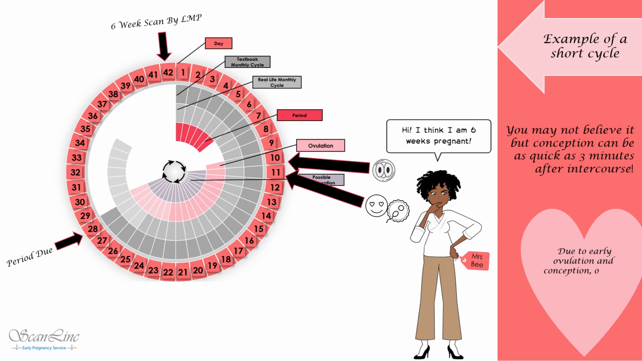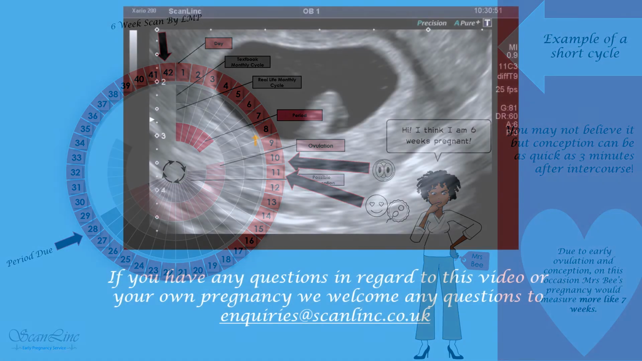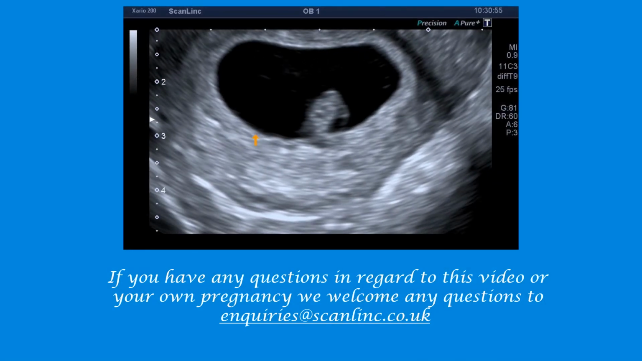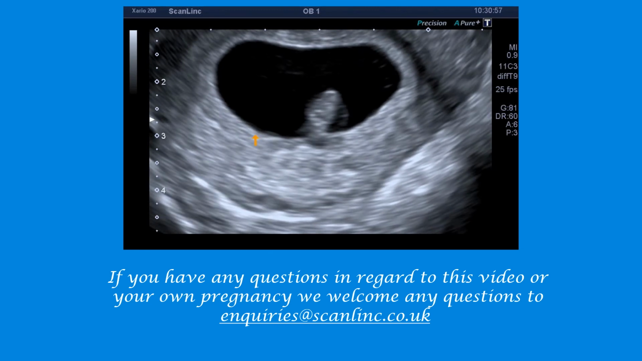So for this scan, Mrs. B's baby would be measuring more than 6 weeks and would be more like 7 weeks. So what would we expect to see on an ultrasound at 7 weeks? Let's take a look. So here we have a lovely example of a 7 week pregnancy with a good strong heartbeat.